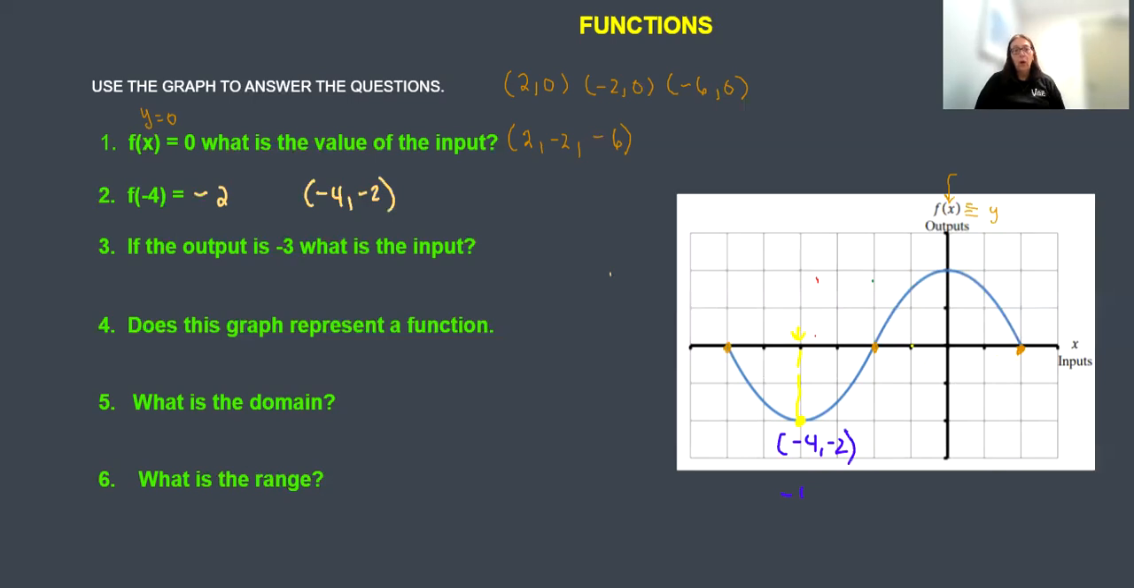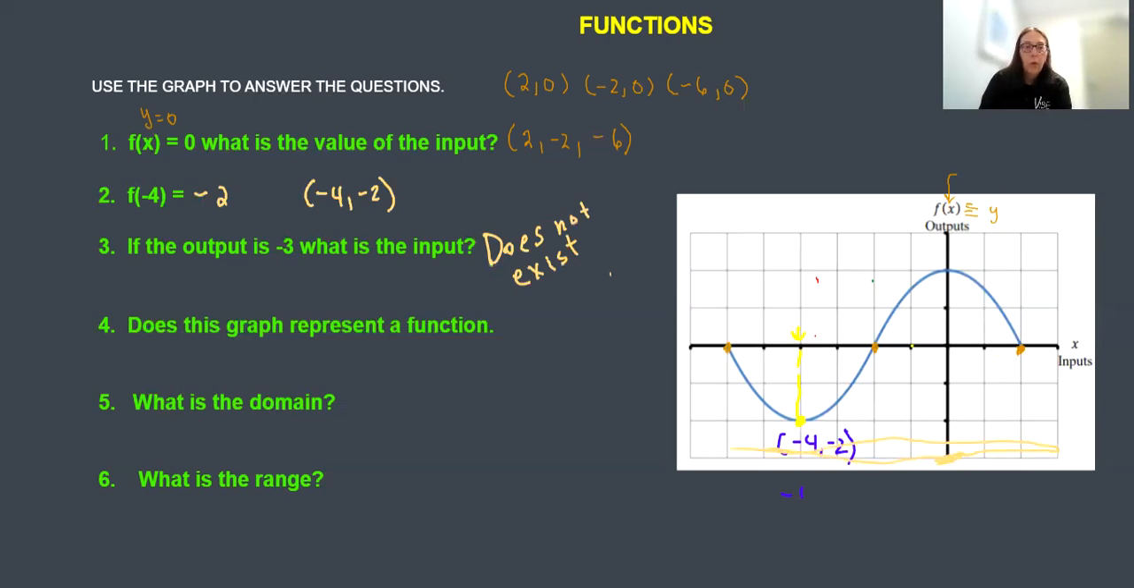Let's take a look at the next one. It says the output, which is our y value, is -3. What is the input? So if I go down to -3 on the y-axis, I'm right here. Does the graph even go that low? No. So the output won't exist. So if the output is -3, the input does not exist. Go down to -3 on your graph and take it over. The graph does not cross at -3 anywhere, so it doesn't exist.